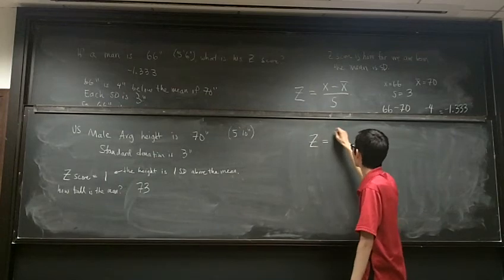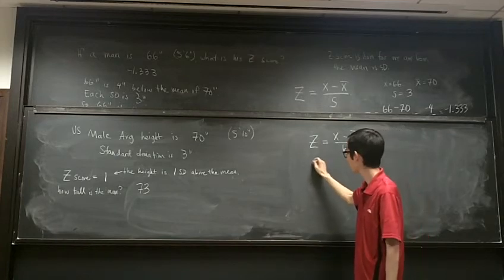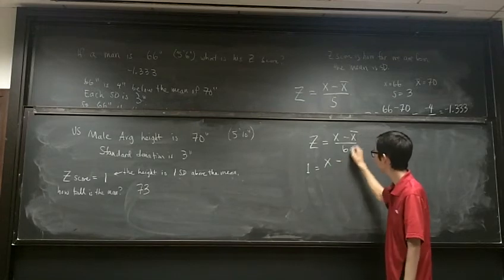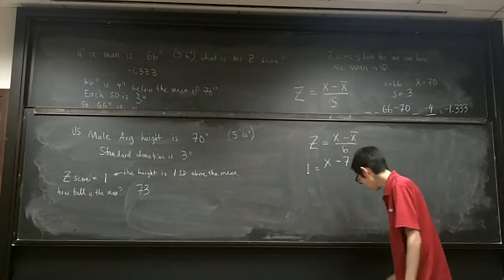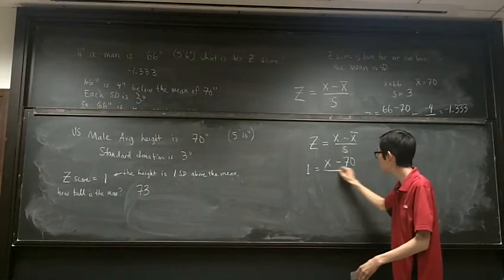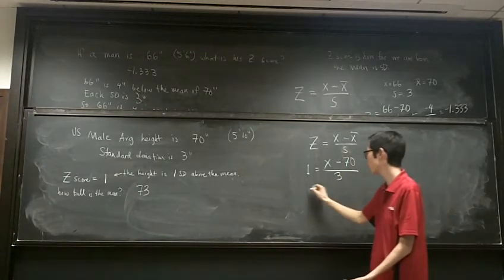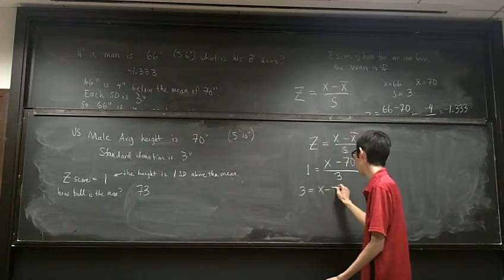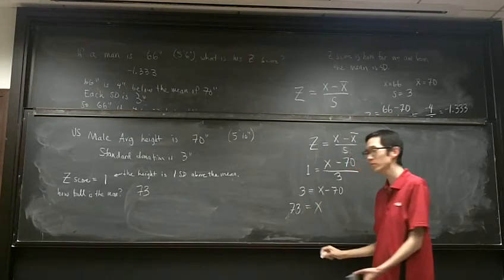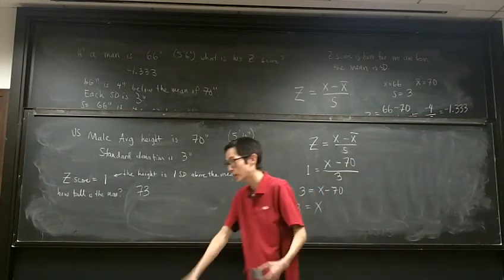If our z-score is 1, how tall is the man? You can use the formula to get your answer because some of you guys love formulas. So in this case, my z-score is 1. I don't know x, I don't know the height of the man. I do know that my mean is 70 and that my s is 3. So solving back for x, I multiply both sides by 3, and I get 3 is equal to x minus 70, and then I add 70 to both sides, and I get 73 equals x. All right? And we got that.